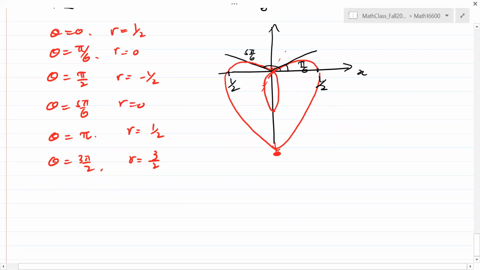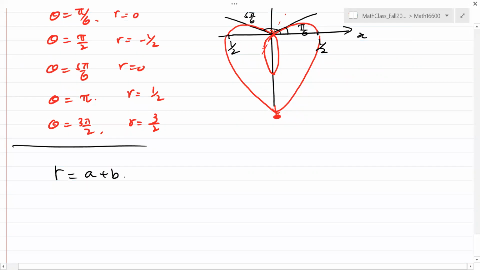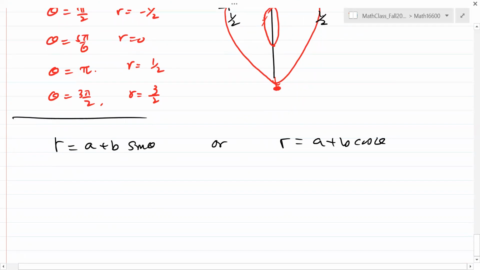So we get three different pictures, and similarly, you can get a graph for sine theta, slightly different in direction. Let me summarize. In general, if you are given r equals A plus B sine theta, or r equals A plus B cosine theta, you can take a B out. So it's going to be A over B plus sine theta. Then you can look at this number.